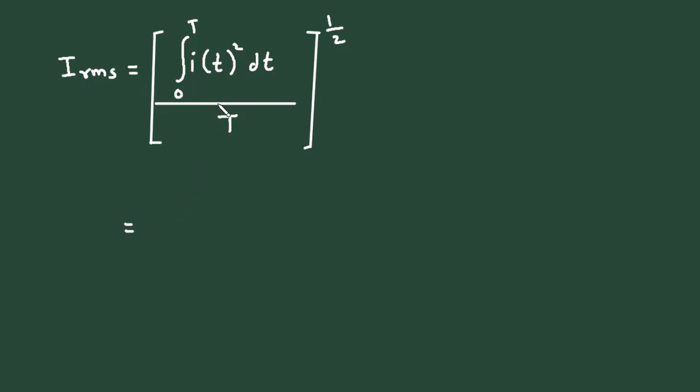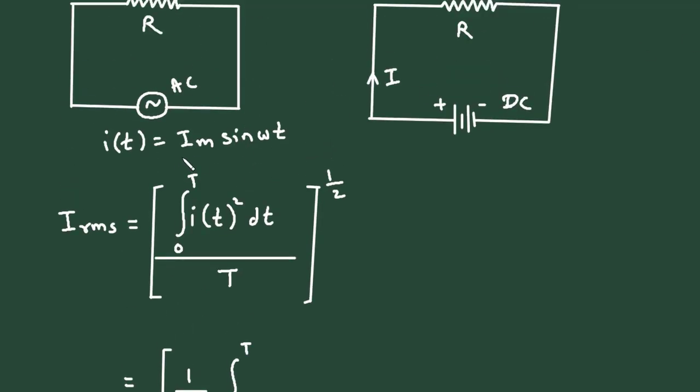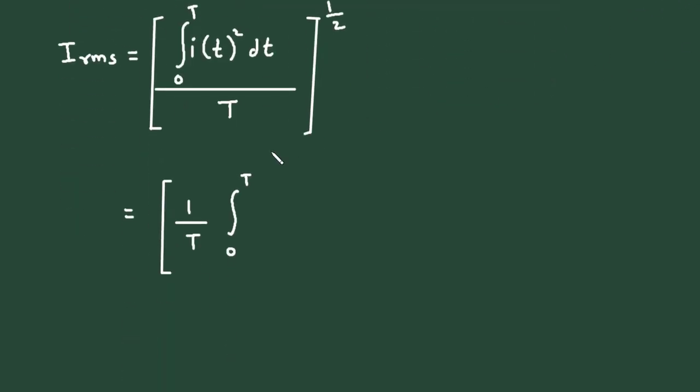So it is equal to, now we can write this as square bracket 1 upon T, then integral from 0 to T, I of t square. So we know that I of t is Im sin omega t. So we have to take its square. So this will be square and this will be square. Then dt. Now its power 1 by 2.